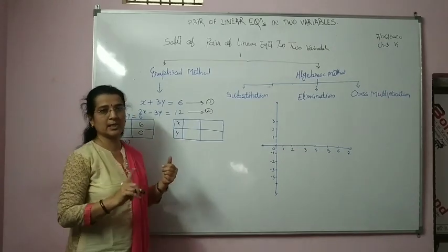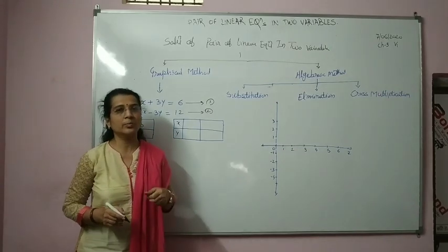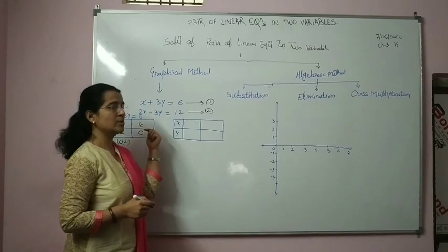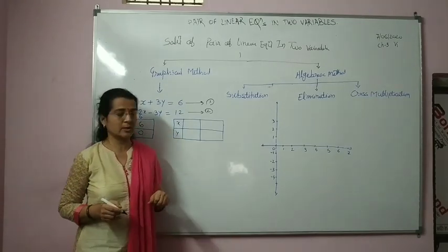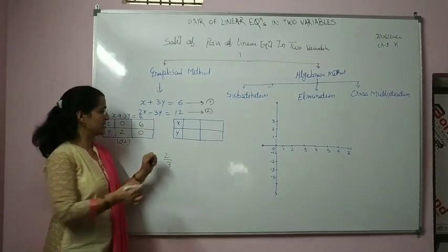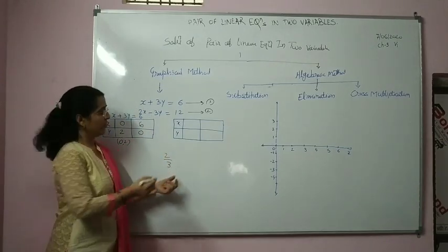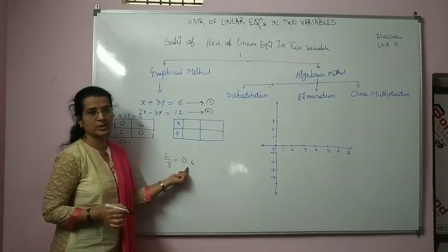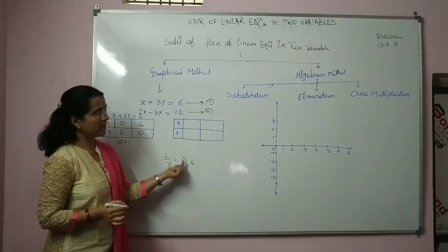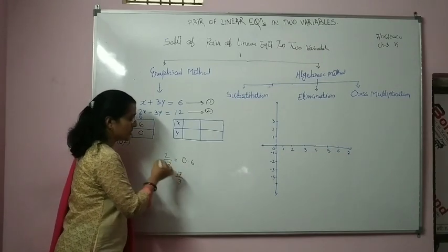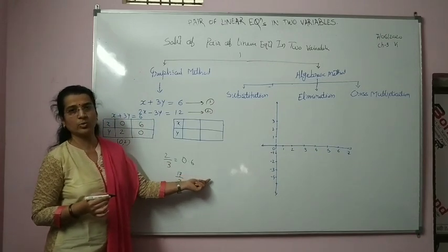So one time you put x equals to 0, and other time you put y equals to 0. But sometimes if you put x equals to 0, you get the value of y in fraction. Sometimes we get the value 2 by 3, and the point 2 by 3 we cannot easily locate on the graph. Why? Because its approximate value is 0.6. Or sometimes we get the point 17 by 3.